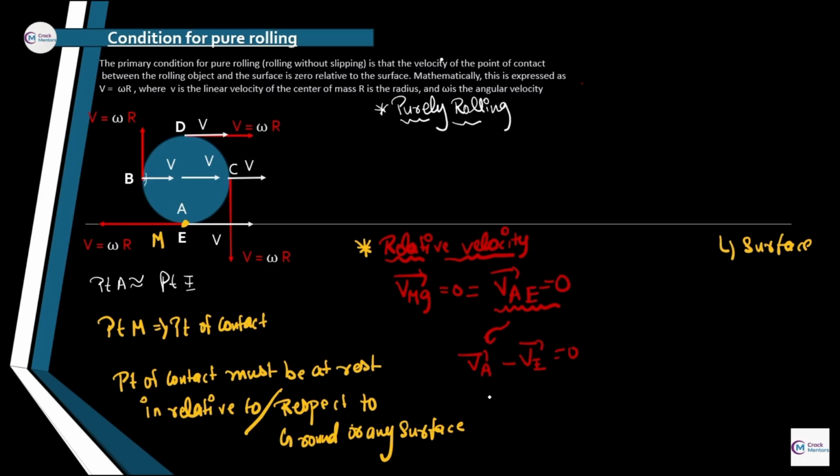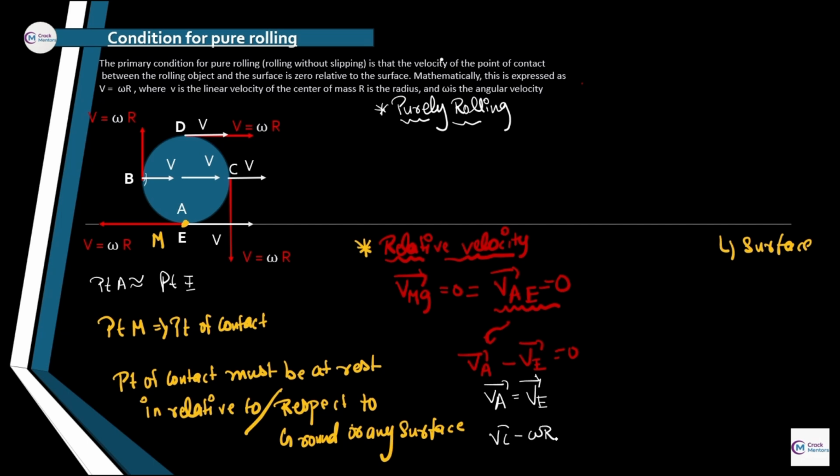Just give me some time. Oh, this is not working quite well. Okay, now the velocity of A and the velocity of E both must be equal. This is the condition for pure rolling, as we are able to observe. So I am assuming that you are getting my point.